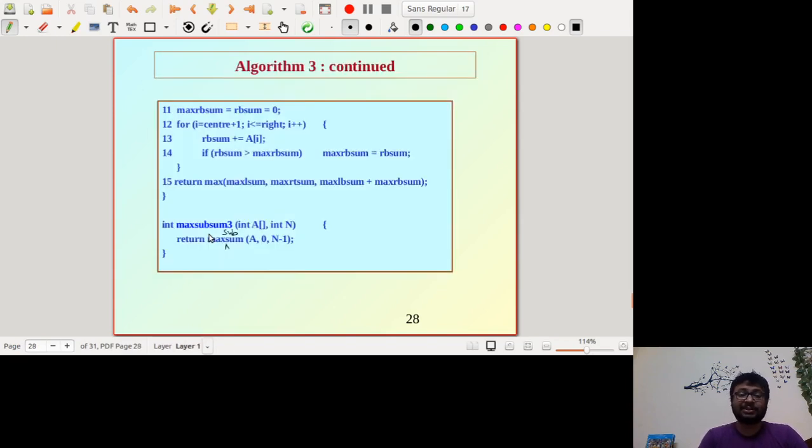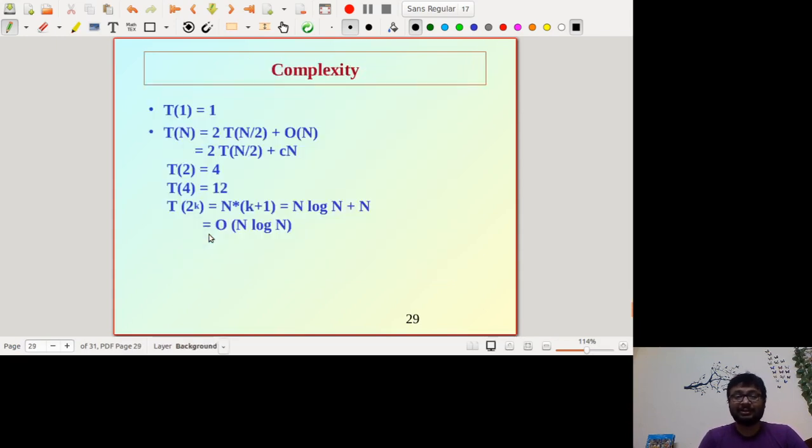How much is the complexity of this program? Okay, let's see. So for convenience, let's assume that the size of the array is a power of 2. It's 2 power k. It will not matter if you put a big-O.